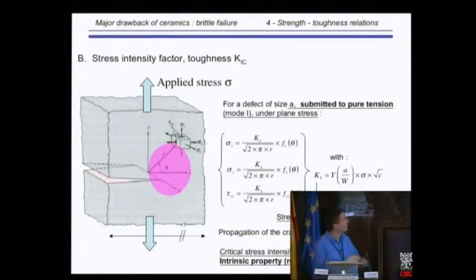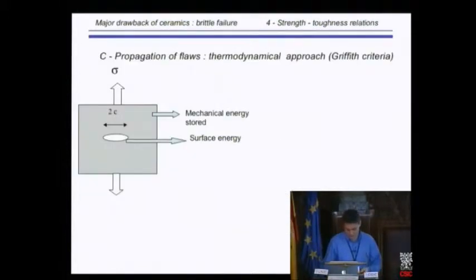But let's say this is a geometrical parameter. So what is important? K1 is the stress intensity factor, which means the stress field at the crack tip. It depends on two factors, the applied stress and the crack size. And so what we said generally is when K1, so this stress field, reaches a critical value, K1C, then there is crack propagation. And so this is the local approach of flow and crack propagation.